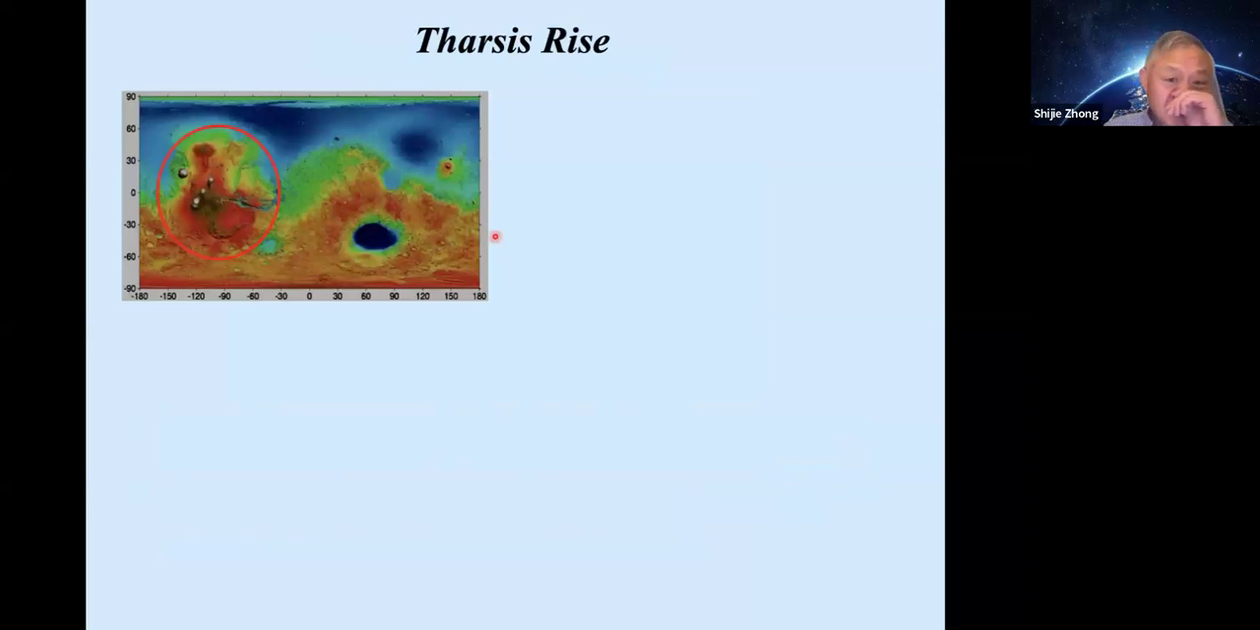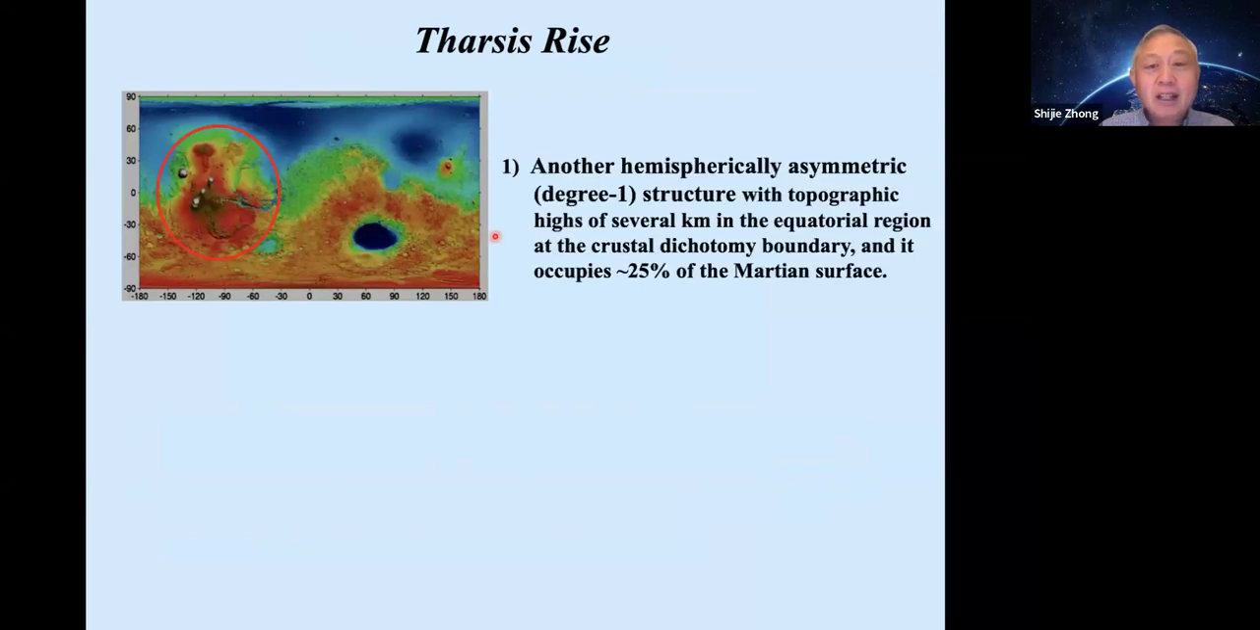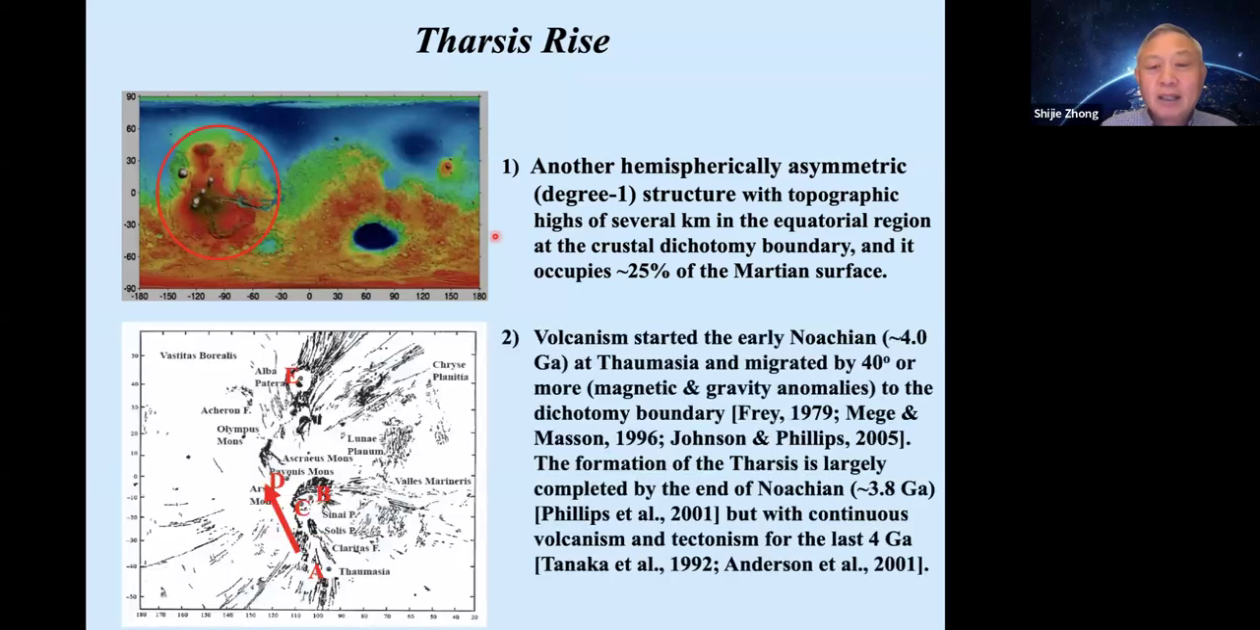Then the second thing is Tharsis rise, which I highlighted here in the red circle. This is another global asymmetry, a degree-one structure with a topographic high of several kilometers, but it is in the equatorial region, right at the crustal dichotomy boundary, and it occupies about a quarter of the Martian surface. There is a lot of volcanism in this region. In fact, over the last 4 billion years, about 90% of the volcanism and tectonics occurred in this region.